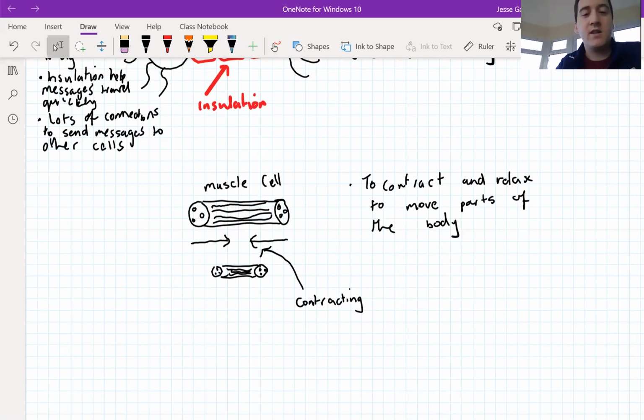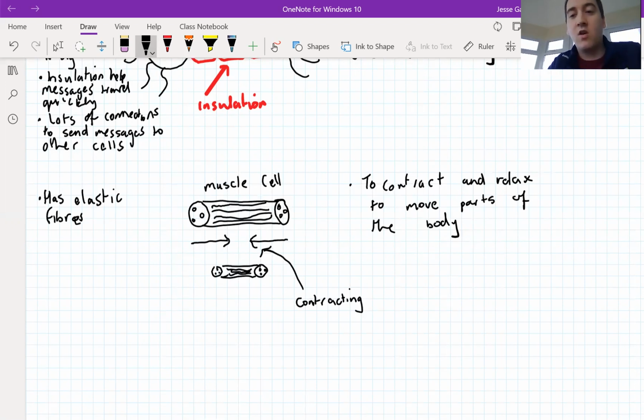Now, why is a muscle cell able to do this? Well, it has these features. It has elastic fibers, or what we call stretchy fibers. Elastic fibers mean the muscle can contract and relax without cells being torn or destroyed or ripped. If it didn't have these fibers, it would not be able to do this job.